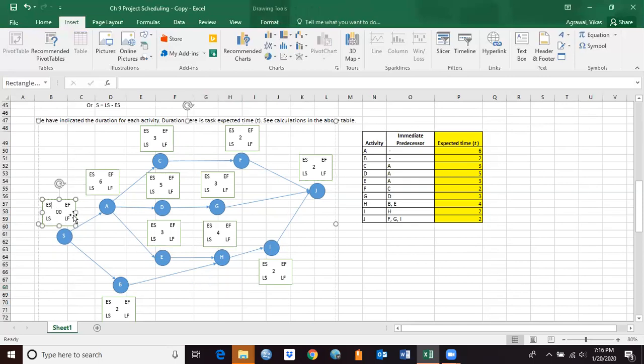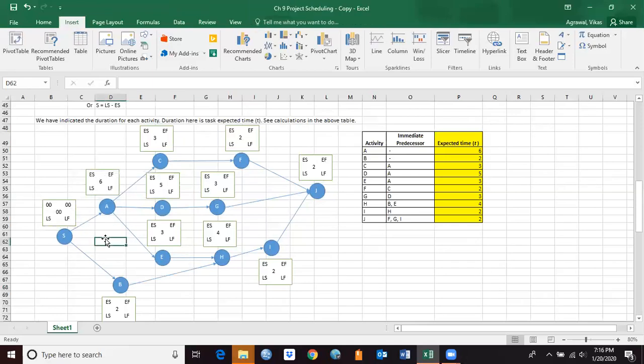To start with, let's do the early start and early finish calculation. To start with, it will always be 0. I'm going to put 0, 0 here. And early finish is simply going to be early start plus duration. Both of them are 0, so that will again be 0, 0 here.